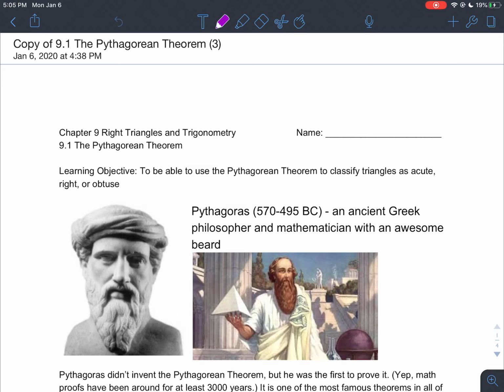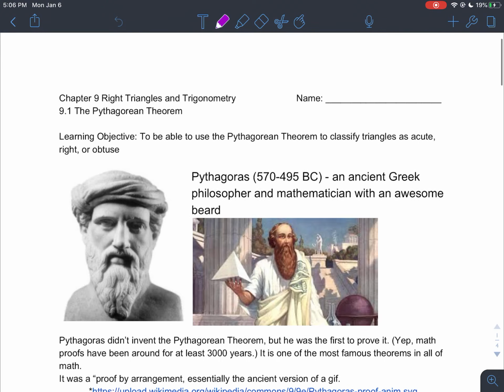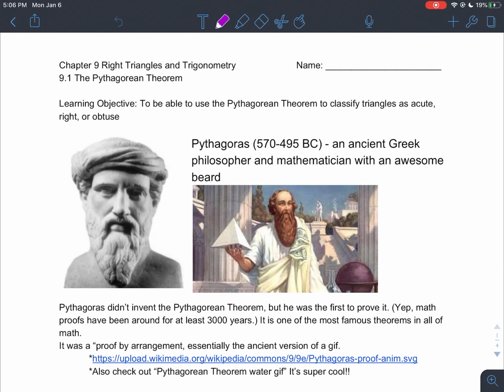All right, so we're going to go ahead and jump into Chapter 9. Chapter 9 is right angles and trigonometry. It is just the very intro, kind of getting your toes wet on trig. And section 9.1 is the Pythagorean Theorem. We have used the Pythagorean Theorem a lot before. You learned it in Algebra 1. I think maybe you saw it in middle school at some point.